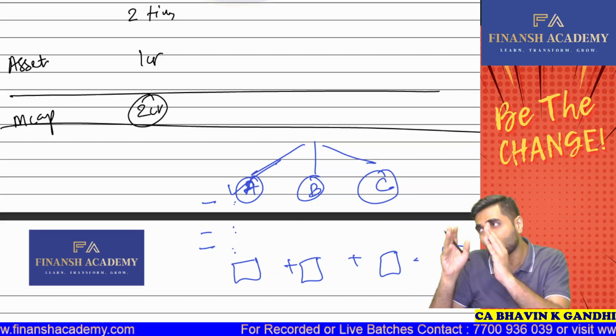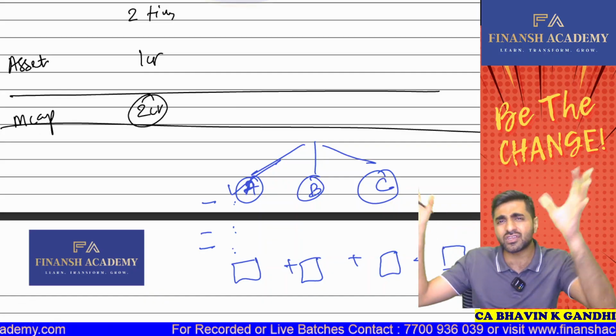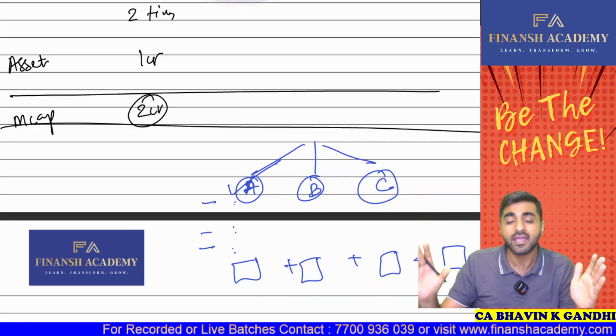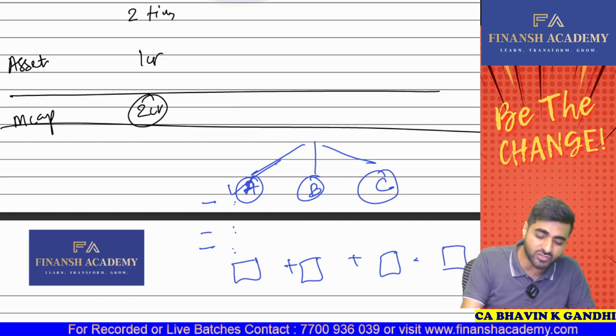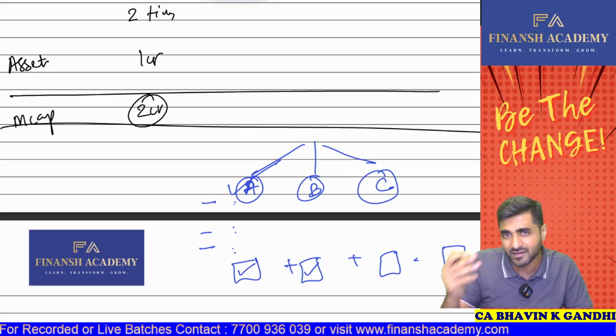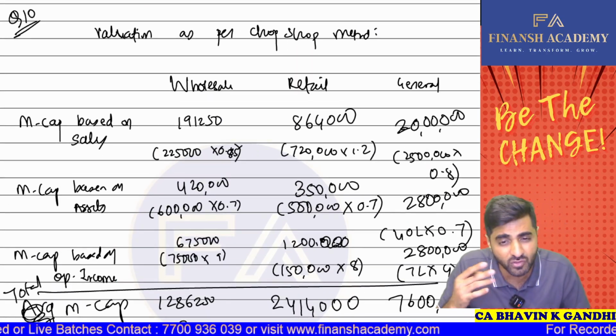So let's say for division A, we want to find out the average market cap. There are three methods. We will sum it up, divide by 3, and we get the average market cap. And this average market cap, my dear students, is for division A. The same way we will do it for division B and division C. So that is going to be your final answer.